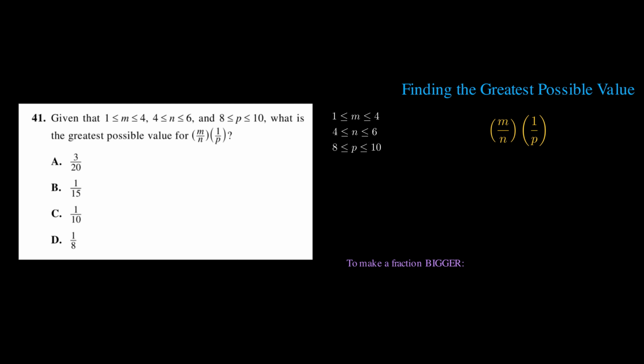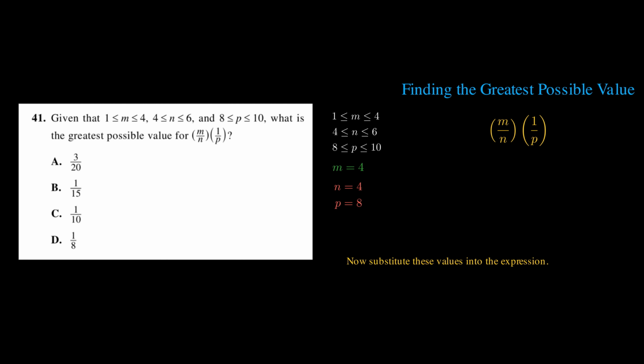Before we plug in numbers, we need to remember how fractions behave. A fraction becomes larger when the number on top gets bigger and the number on the bottom gets smaller. So, to make this expression as large as possible, we want the top numbers big and the bottom numbers small. Look at the expression m over n multiplied by 1 over p. Notice m is on top of a fraction. N and p are both in denominators, meaning they are on the bottom.